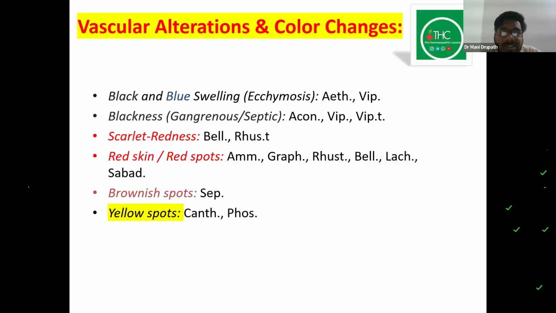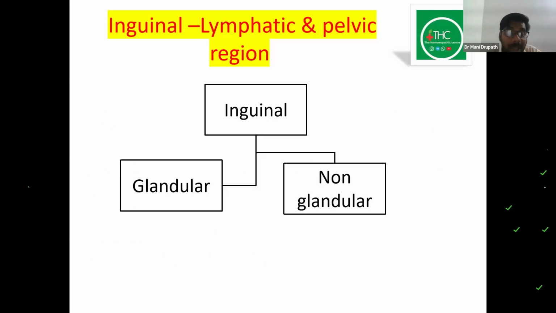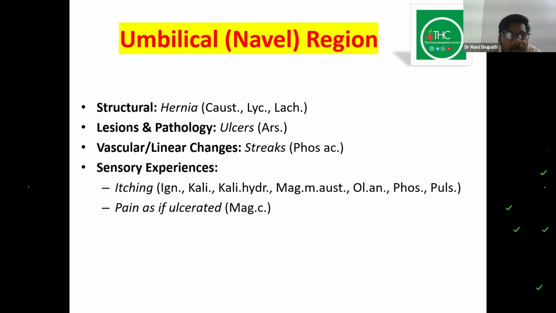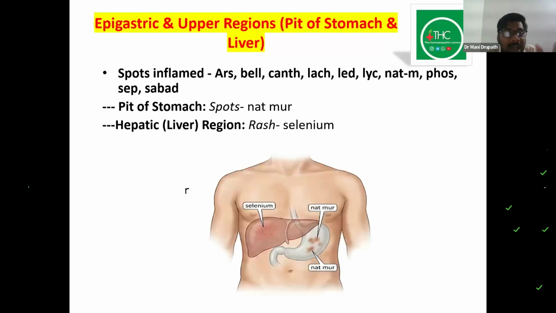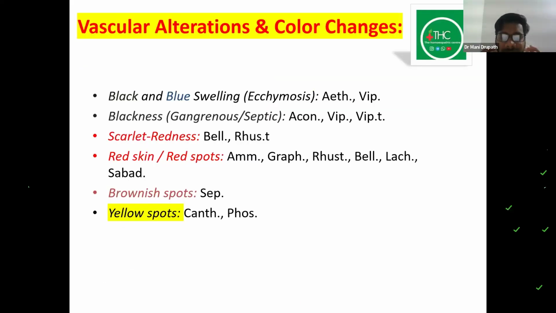Next. Vascular alteration and color changes. So here you see color changes. See why I concentrated especially on the location parts. See the locations, glandular, non-glandular, and the structural, the sensory experiences, the spots. Because my intention here is to understand as a whole, not by one single symptom, right? Even the vascular alterations, even the appearance of the skin will change the remedy. That you need to understand.